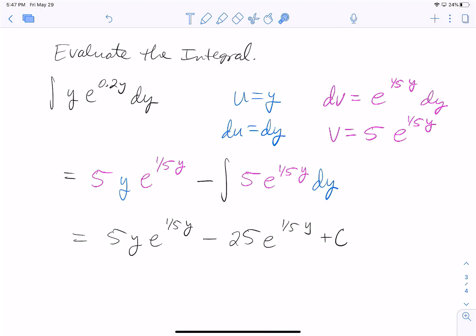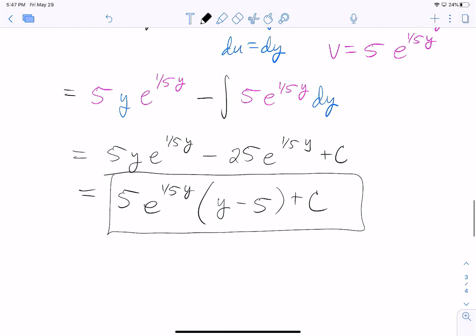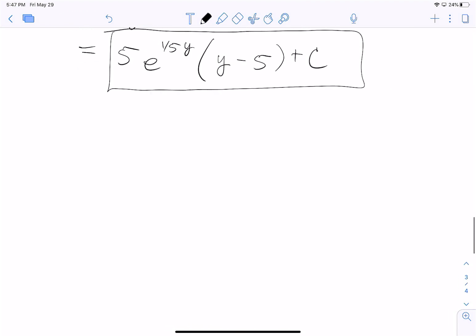So our final answer is 5ye to the 1/5 y minus 25e to the 1/5 y plus c. This is often expressed as 5e to the 1/5 y factored out, right? So then that would be times the quantity of y minus 5 and then plus c. I don't personally care which one you give me. And if you wanted to, you could give the 1/5 y back as 0.2y the way it was given to us to begin with. In any case, it would be good practice for you at this moment to check this by differentiating to make sure that it's what we started with.